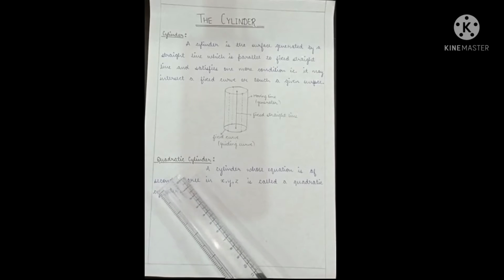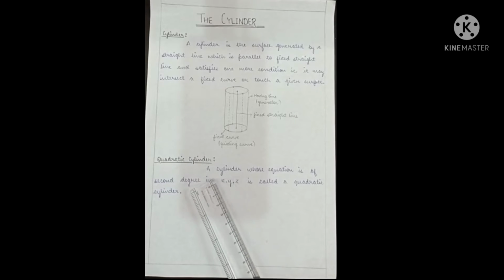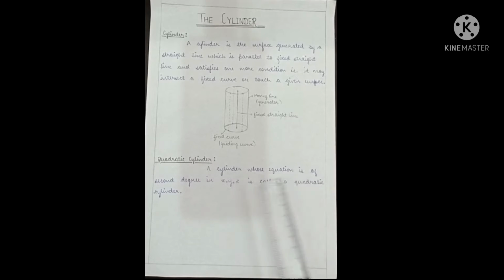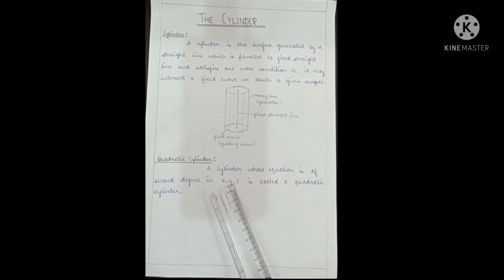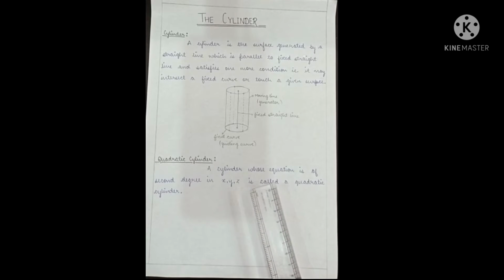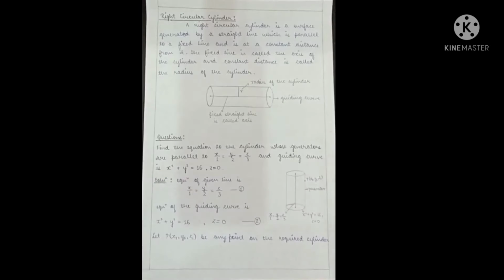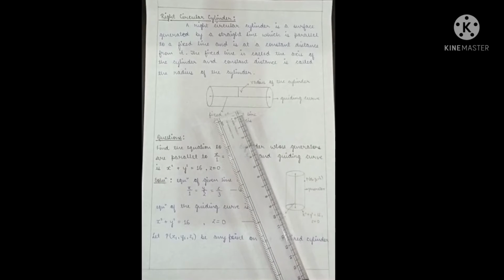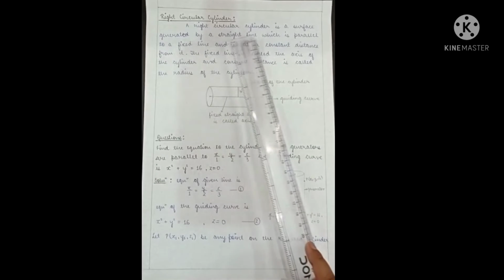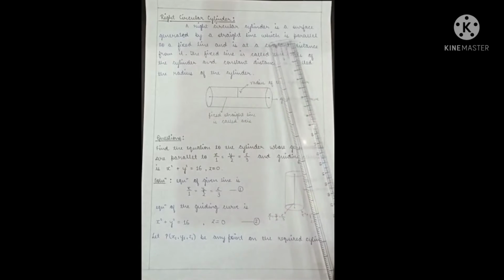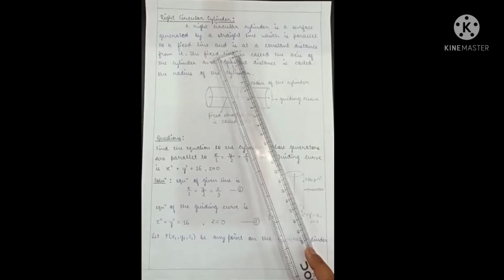Now, quadratic cylinder. A cylinder whose equation is of second degree in x, y, z terms is called a quadratic cylinder. A right circular cylinder. So, a right circular cylinder is a surface generated by a straight line which is parallel to a fixed line and is at a constant distance from it.